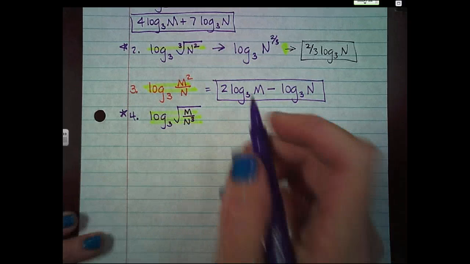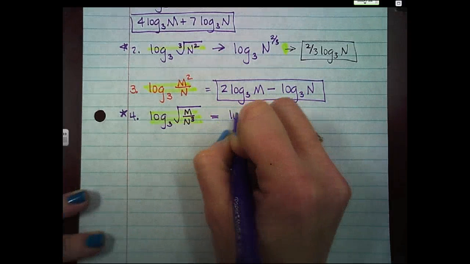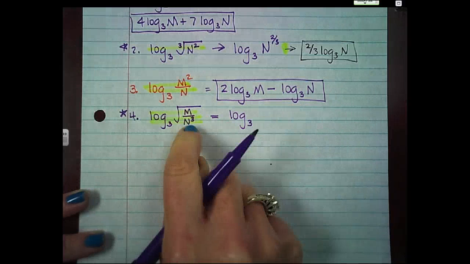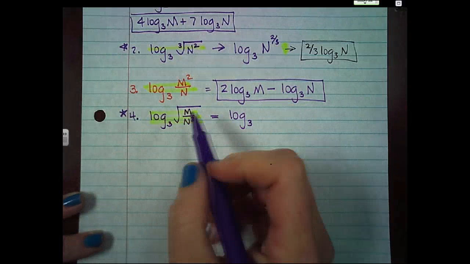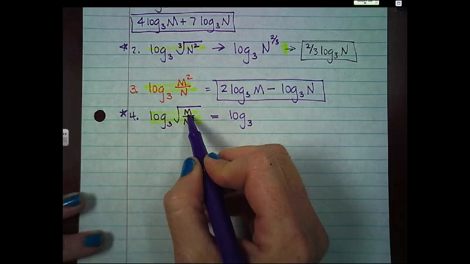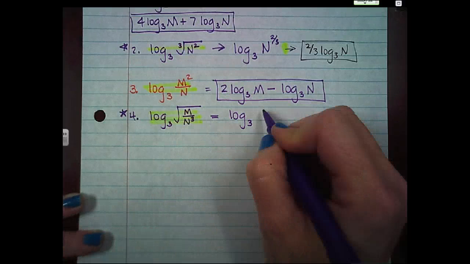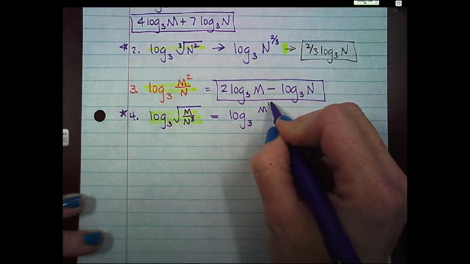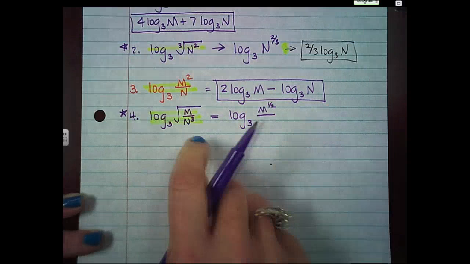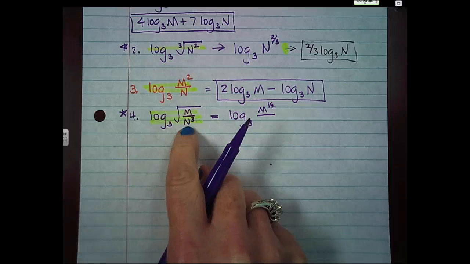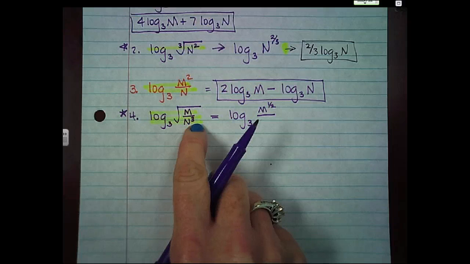So if you rewrite this first of all as log base 3, and this is a square root, how would I rewrite the square root of m? What does that turn into, guys? You have m to the 1/2 power. And then on the bottom, n cubed is inside there, and the rule is power over root. So it's going to be 3 over what? 3 over 2.